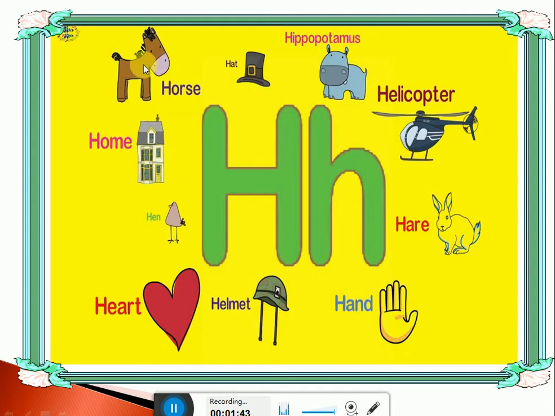Okay, now look at this picture. This is horse. Very good. Now look at this picture. This is hat. Look at this picture. This is hippopotamus. Hippopotamus. Very good. Now look at this picture. This is helicopter. Helicopter. Now look at this picture. This is hair.